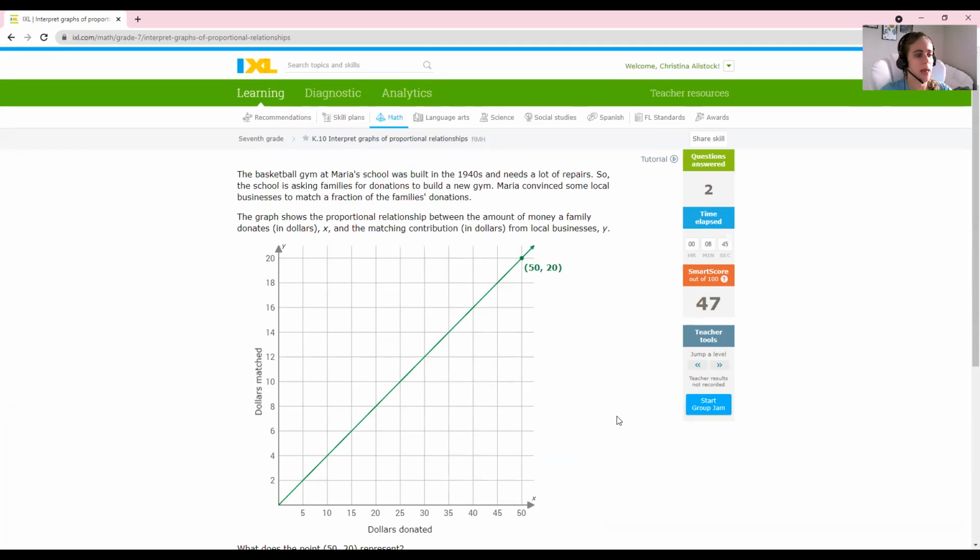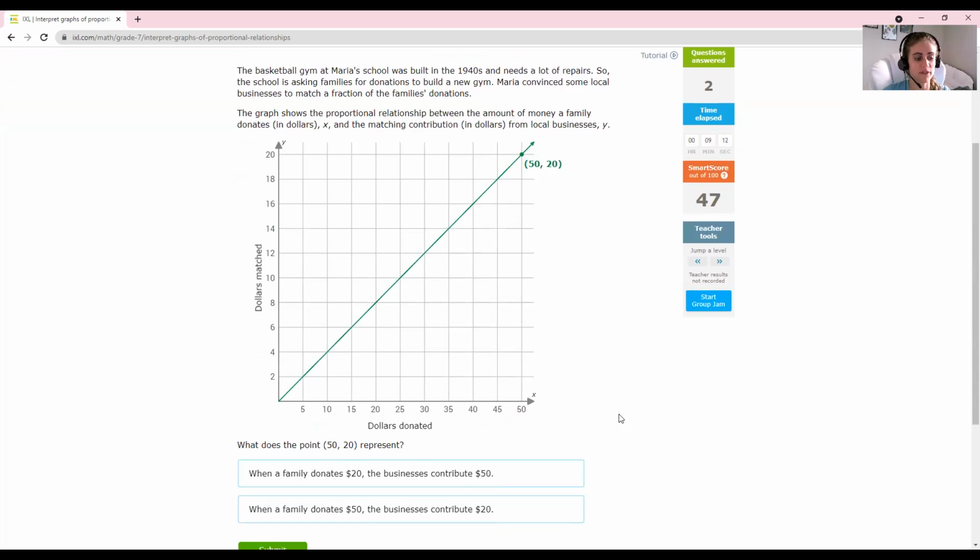The basketball gym at Maria's school was built in the 1940s and needs a lot of repairs. So the school is asking families for donations to build a new gym. Maria convinced some local businesses to match a fraction of the family's donations. The graph shows the proportional relationship between the amount of money a family donates in dollars X and the matching contribution in dollars from local businesses Y. And we want to know what the point (50, 20) represents.